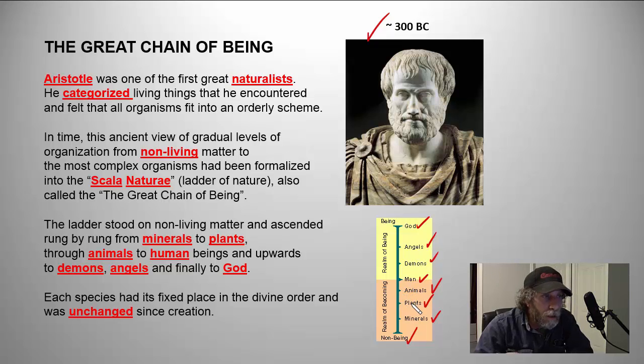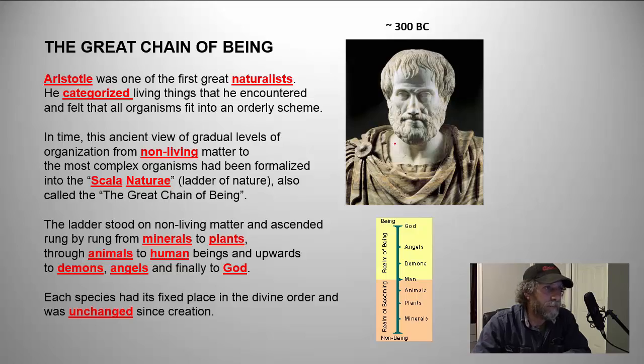Each species, each organism at the time, had its fixed place in the divine order and was unchanged since creation. These are spiritual, philosophical, religious people that felt that God created everything exactly how he or she wanted it to be at the beginning of time, the beginning of creation, the beginning of life, and everything was created all at the same time. So humans and dinosaurs and archaebacteria were all created at that time and haven't changed. In other words, there was no evolution. Okay, so there's that first section.